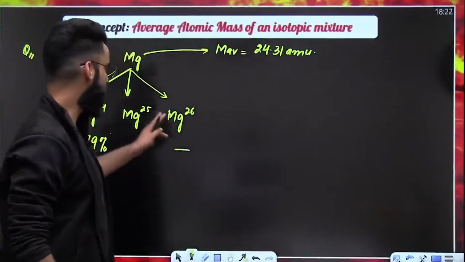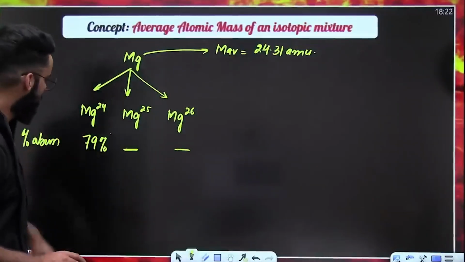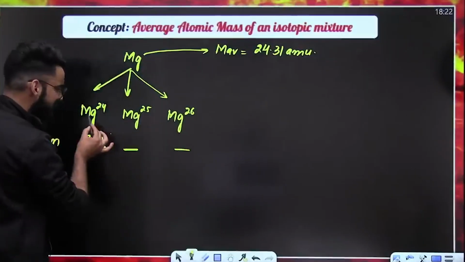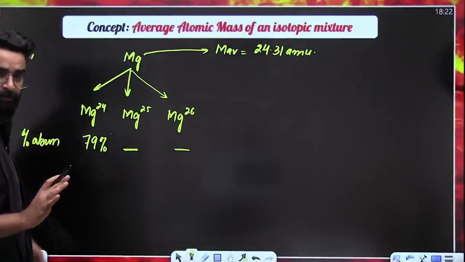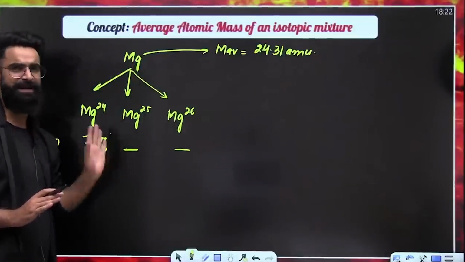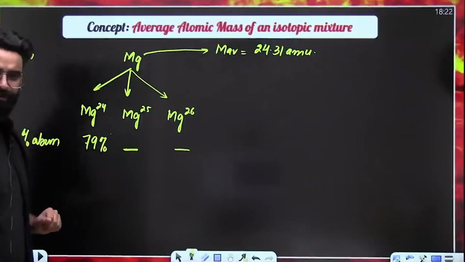All right, people. So let's have a look exactly how this sort of question I'm going to solve here. First of all, we know the sum of the percentage abundances of all these isotopes of magnesium has to be 100. Okay, people, just understand one thing.